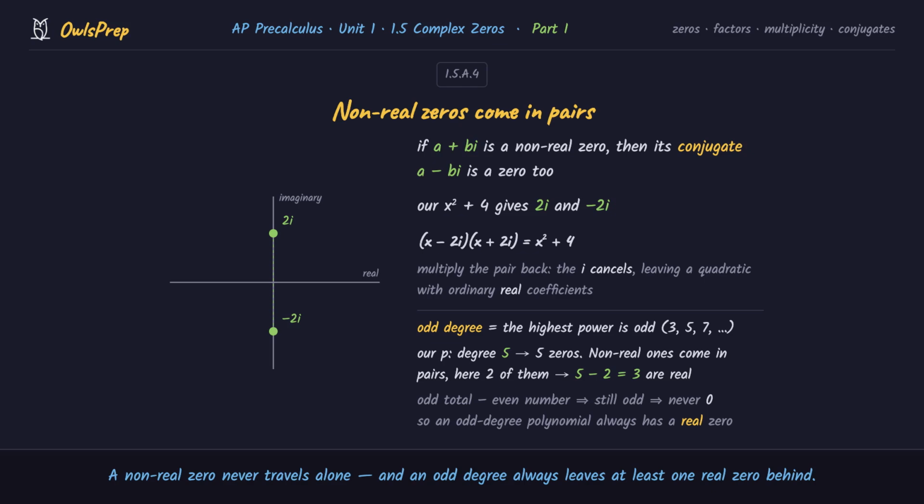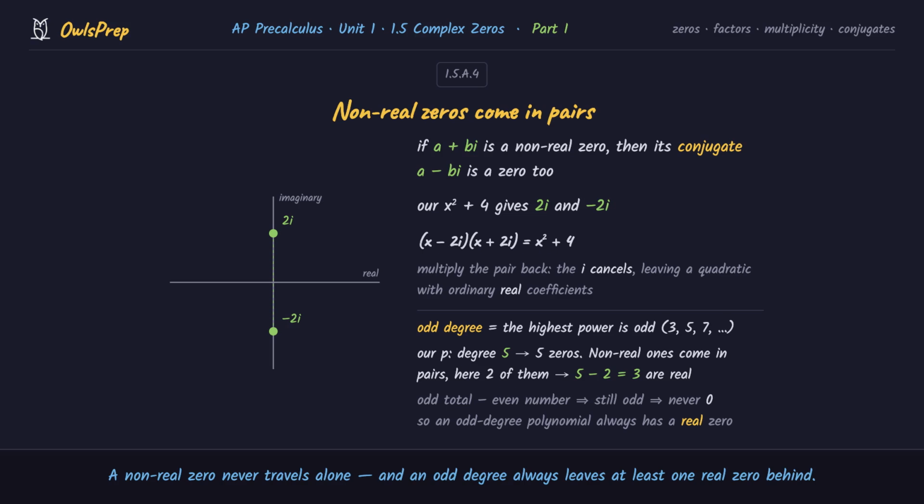Now multiply that pair of factors back together, x minus 2i times x plus 2i. The i terms cancel each other out, and what is left is x squared plus 4, an ordinary quadratic with real coefficients, no i anywhere in it. That is how a perfectly normal-looking factor can be hiding a pair of non-real zeros.